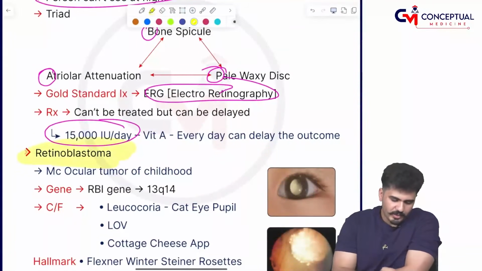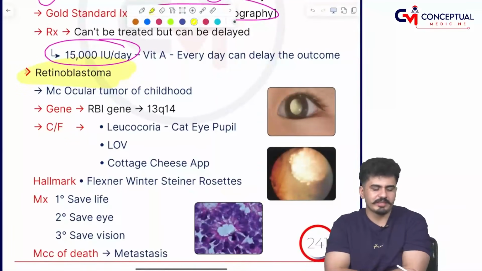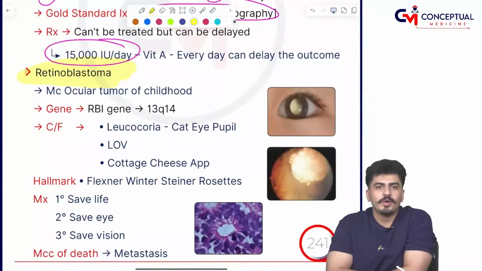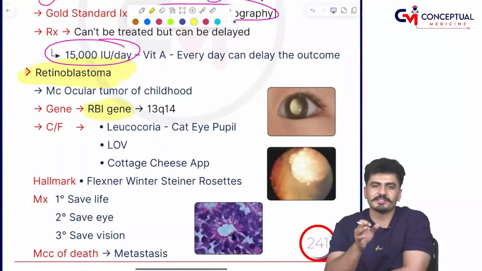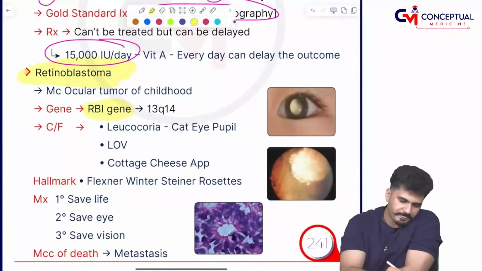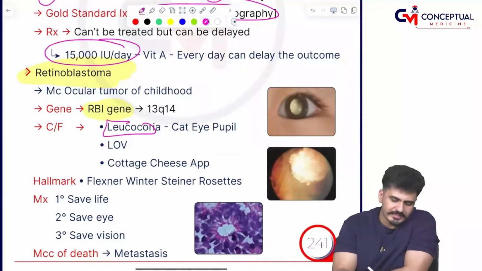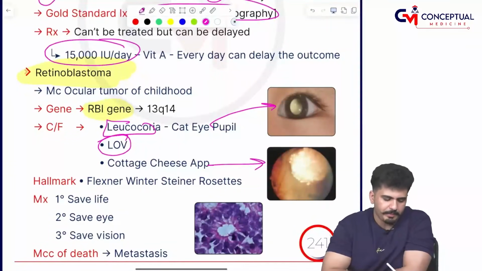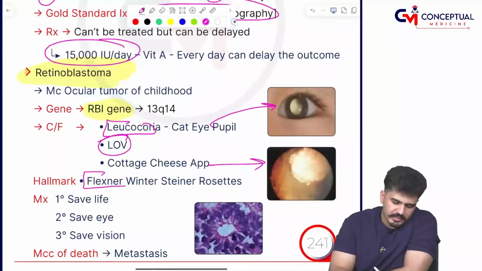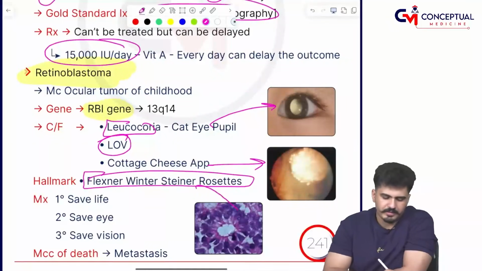Now coming to the most common ocular tumor of childhood, in children, retinoblastoma. Which gene? RB1 gene. Which chromosome? 13q14. My dear friends, you will see the leukocoria. Leukocoria is nothing but a cat-eye pupil. Loss of vision, yes. Cottage cheese appearance. Hallmark is Flexner-Wintersteiner rosette, you are going to see.